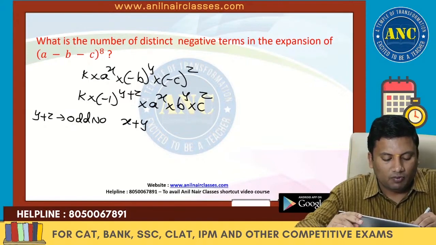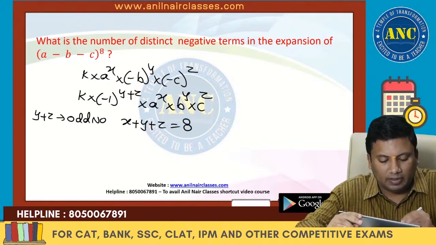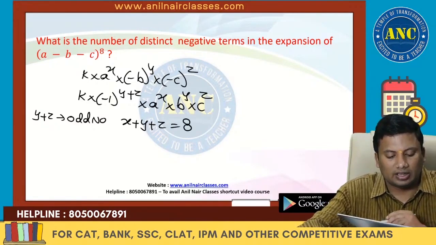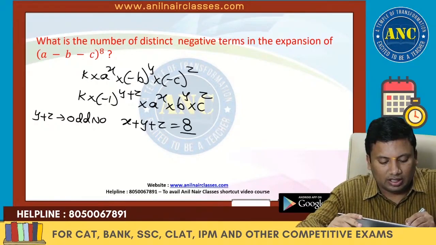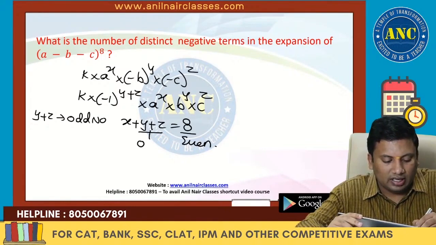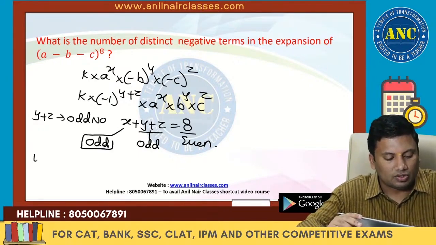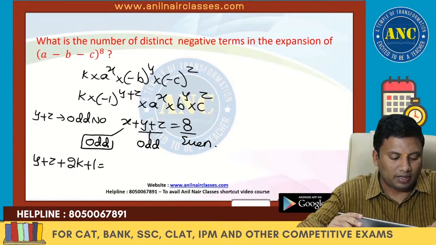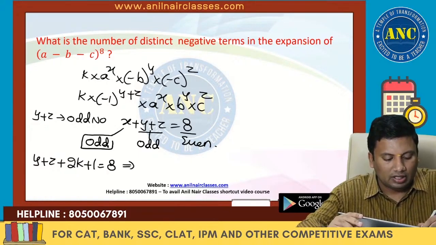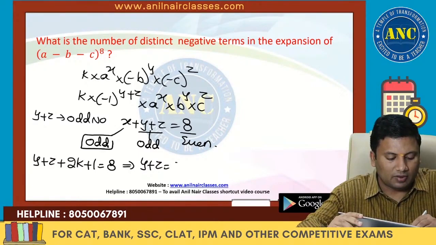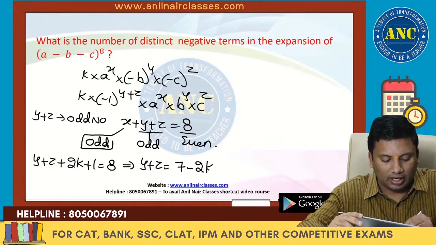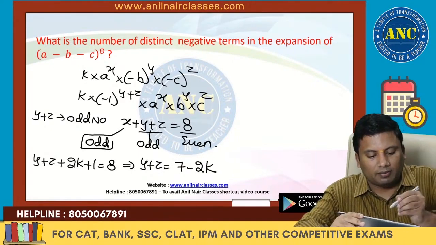X plus y plus z is nothing but 8, and 8 is an even number. Y plus z is an odd number. That means x should be an odd number, since odd plus odd only can be even. So x is an odd number, 2k plus 1, plus y plus z equivalent to 8. So y plus z is nothing but 7 minus 2k.